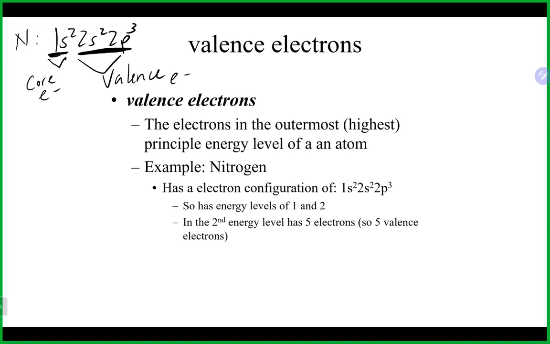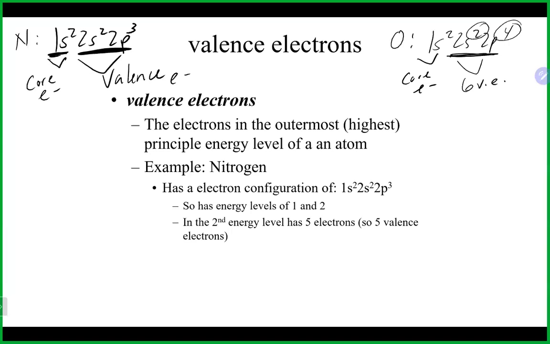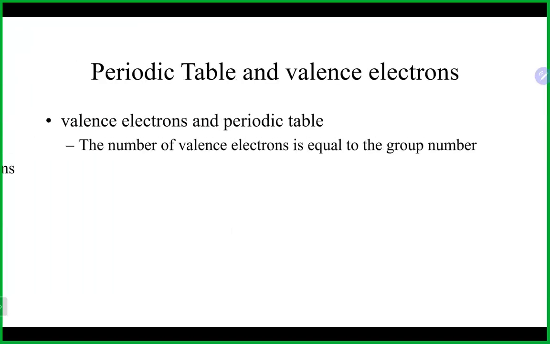Now, for example, if we took oxygen that we just did, which would be 1s2, 2s2, 2p4, these are both in the second energy level. 4 and 2 is 6 valence electrons and 2 core electrons here. So you could absolutely write the electron configuration, and basically all the electrons that are in the highest energy level will be the element's valence electrons. Or you could just do the much simpler way, which is the number of valence electrons actually equals the group number. So the number of valence electrons for an element will equal the group number.